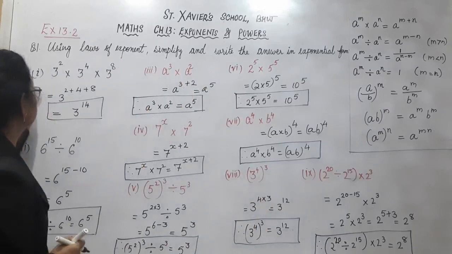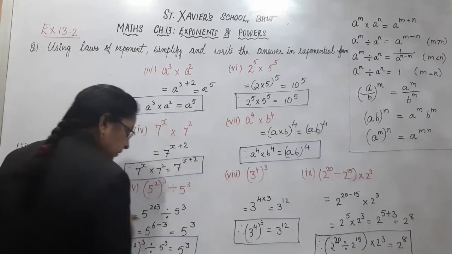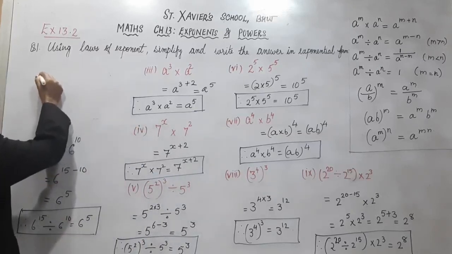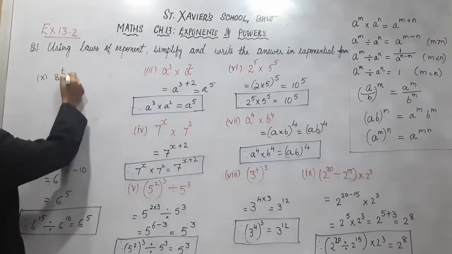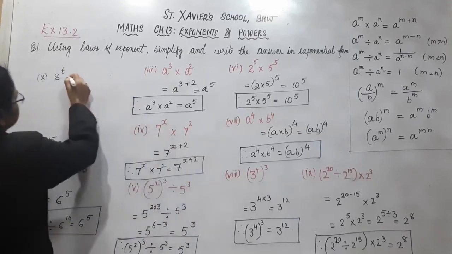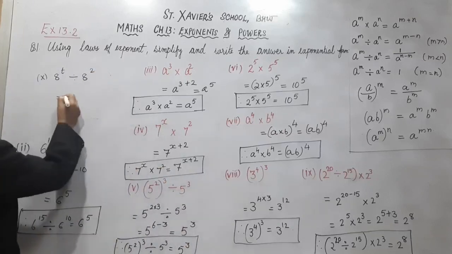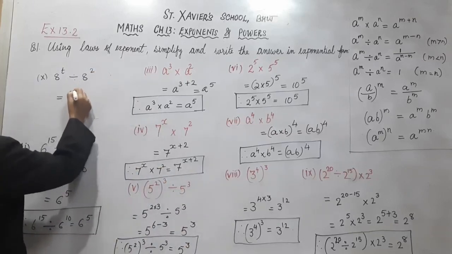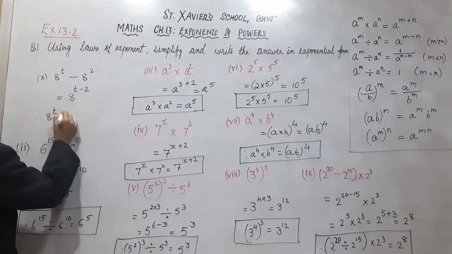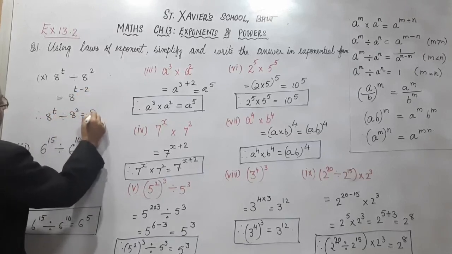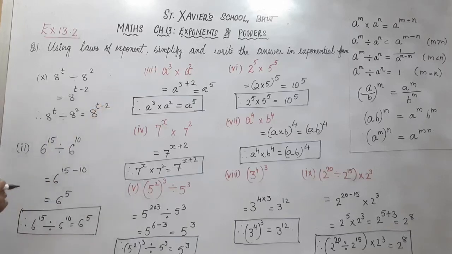Now the last question is the 10th question. 8 raised to t divided by 8 square. Yes, if it is division we have to subtract the power, t minus 2. Therefore 8 raised to t divided by 8 raised to 2 is equal to 8 raised to t minus 2, because we don't know the value of t.